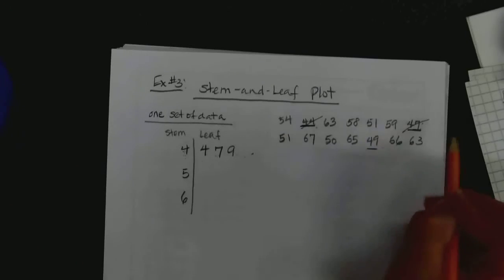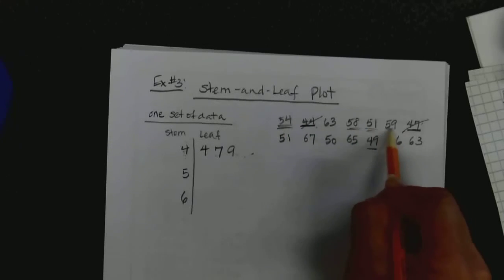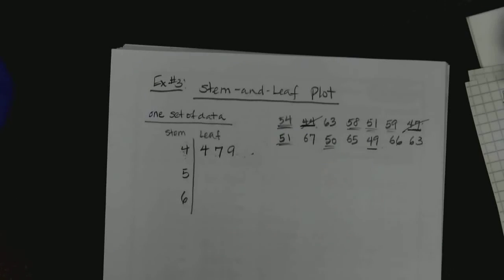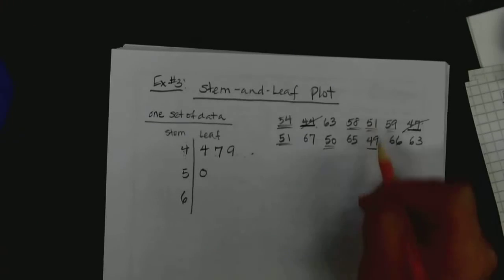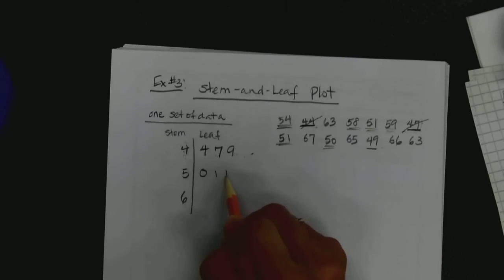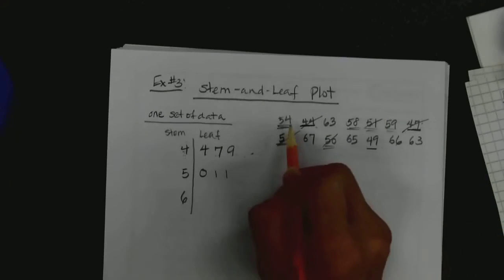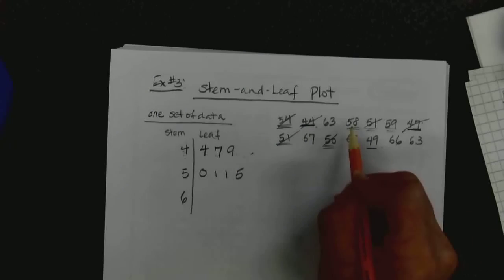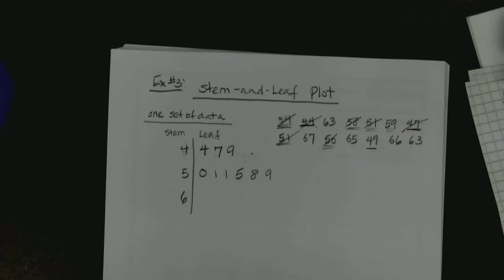So now let's do the 50s. I got 54, 58, 51, 59, 51, 50, and that's it, right? So what's my smallest? 0, and then 1 here and 1 here, so 1, 1. And then what is it? 4? Yep, 54. And then 58, thank you. And then 59. So that's the stem and leaf.